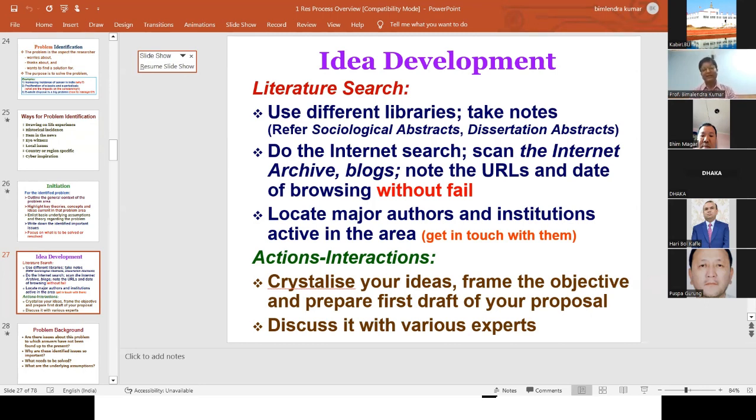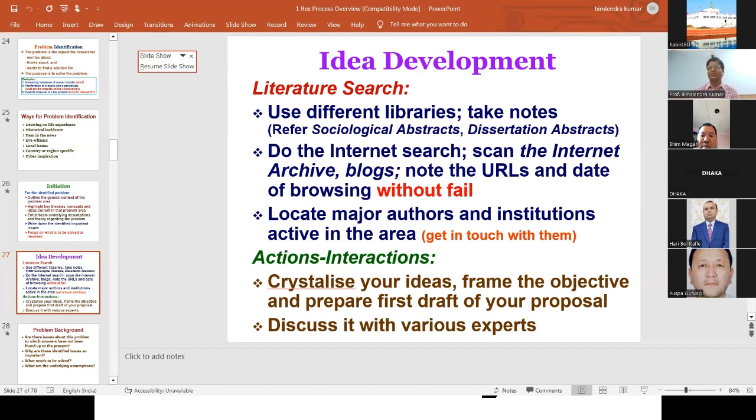Then again, there are so many search websites also, and archives, like the National Archives of India and the National Museum. In Nepal also, there are so many national archives and museums. Through the websites, H-Buddhism and others, there are so many resources available on the web.